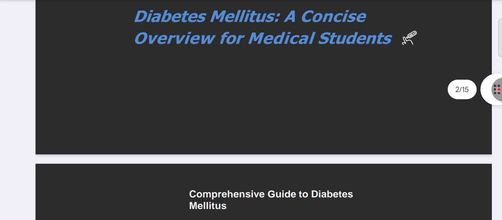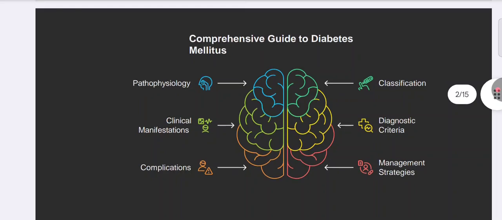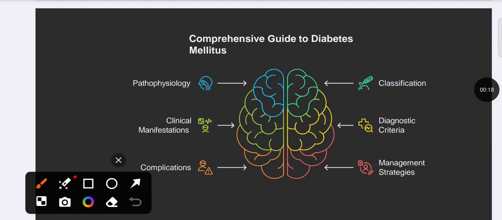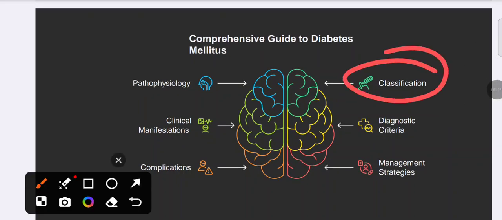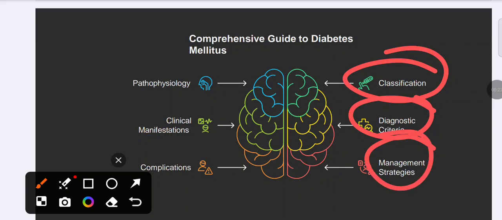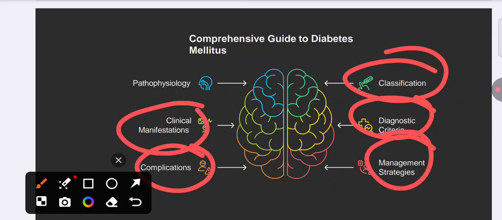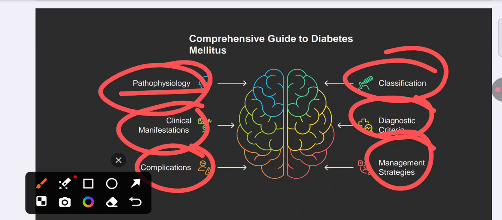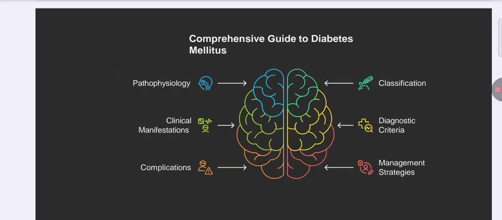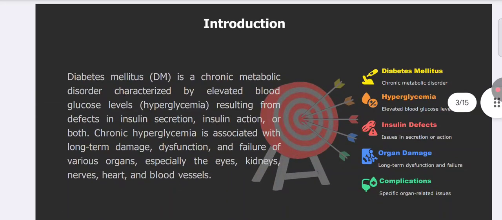Okay, so let's start. So in this video mainly we will be focusing on the classification, the diagnosis, the management, the complication, the symptoms and the pathophysiology, that is how diabetes mellitus occurs. So we will be discussing all these points in brief in this video. Okay, so let's start with introduction.